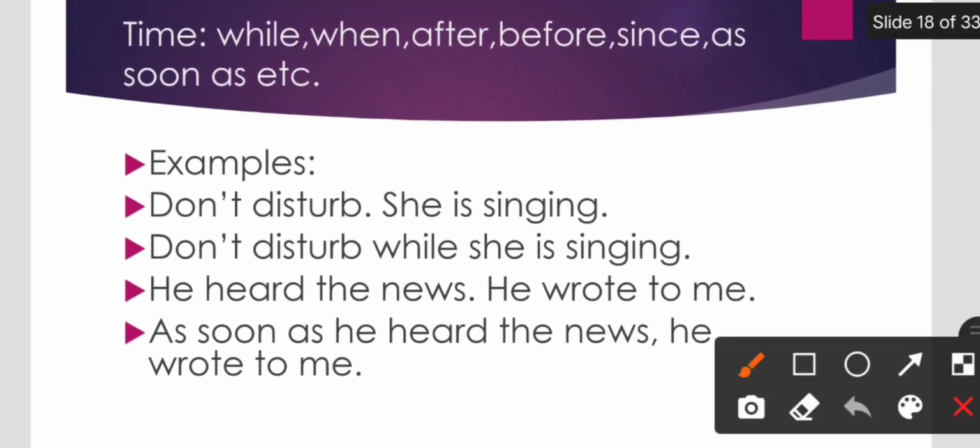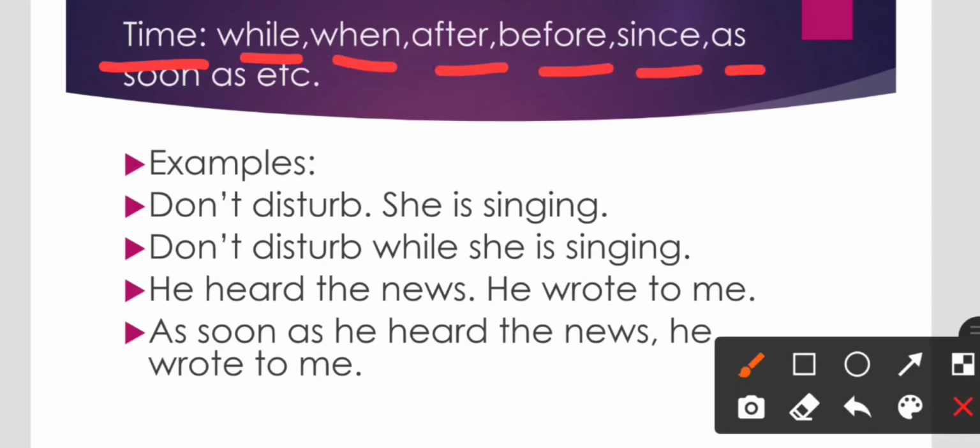So let's discuss in detail. First is they refer to time. So which subordinating conjunctions refer to time? While, when, after, before, since, as soon as. Okay. For example, don't disturb, she is singing. Don't disturb while she is singing. So here we have used while. While shows time.